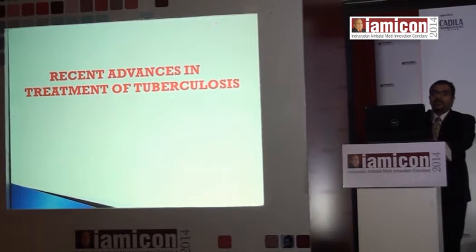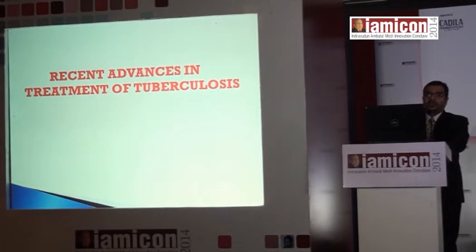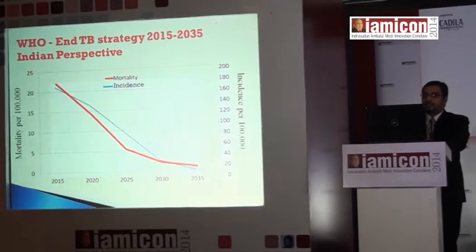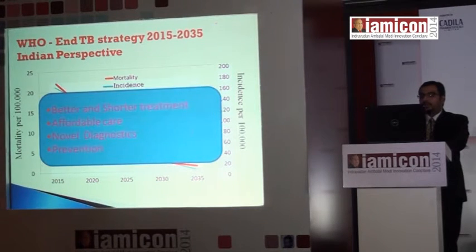So now, what has been done in the treatment of tuberculosis? In the Indian perspective, the WHO strategy for 2014 to 2035 is that there should be zero mortality in 2035. But for that, we need shorter treatment, affordable care, novel diagnostics and prevention care.